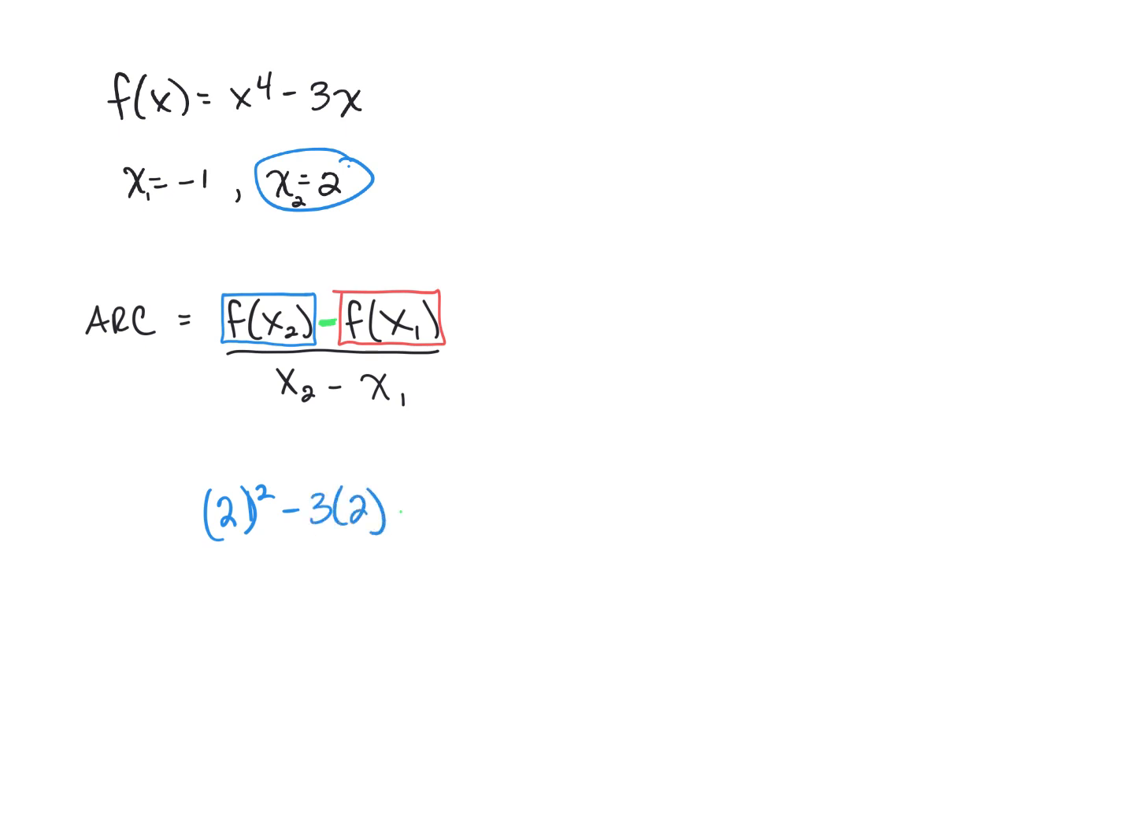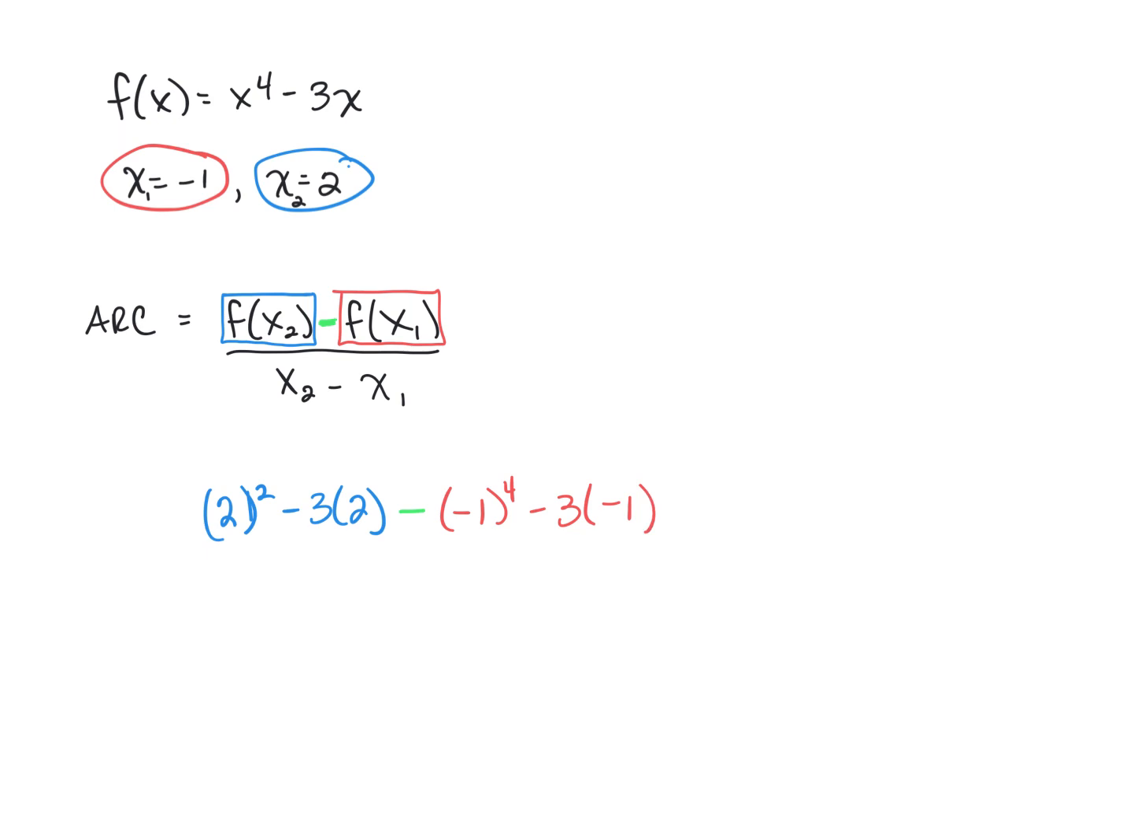And then in green, I'm going to subtract f of x sub 1. So f of x sub 1, when x is negative 1, is negative 1 to the 4th power minus 3 times negative 1. So it's really important to keep track of your signs.